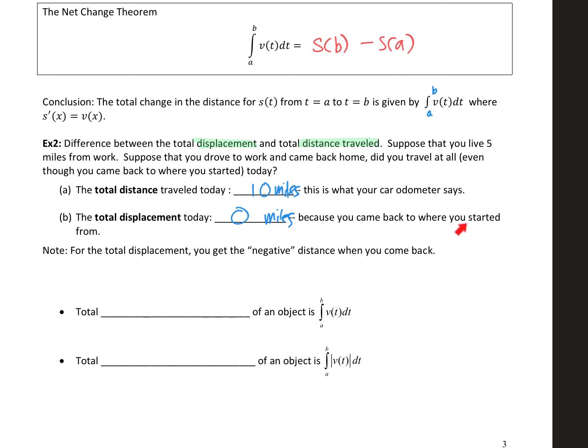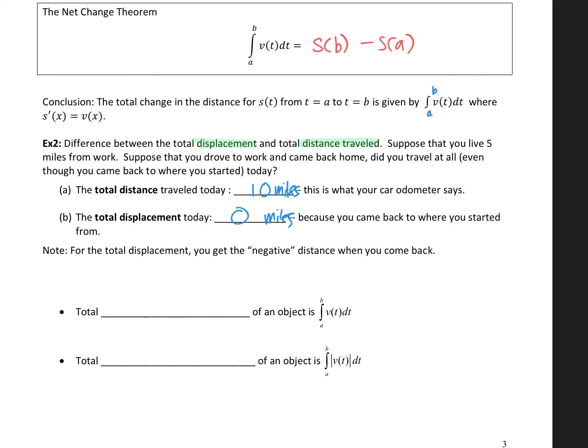So you came back to where you started from, so you basically didn't move in terms of change in position, right? So it depends on what the question is. The answer could be 10 miles, or it could be 0. If you just went from home to work, then both answers will be 5, because you went 5 miles. That's how much you traveled. Displacement is from home to work, you're 5 miles away from where you started, right? So in that case, both would have been 5. But if you come back, then it's 10 for total distance traveled, whereas it's 0 for displacement.